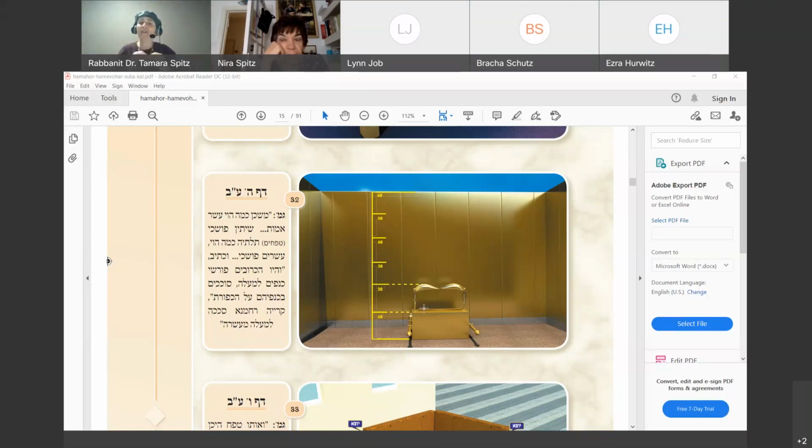Therefore, the Gemara says we need 10 tfachim airspace in the sukkah, not from the outside, not including the roof, but rather from the inside. We need the 10 tfachim.